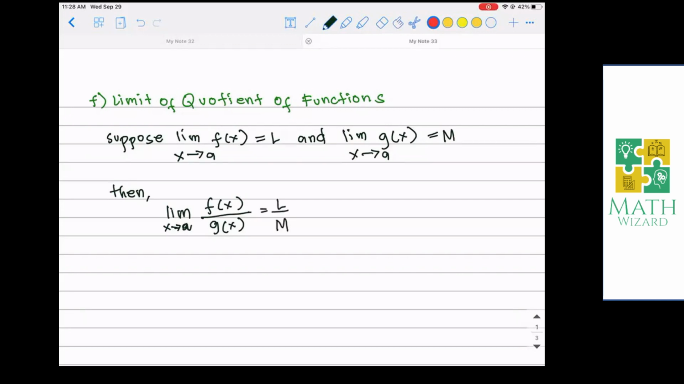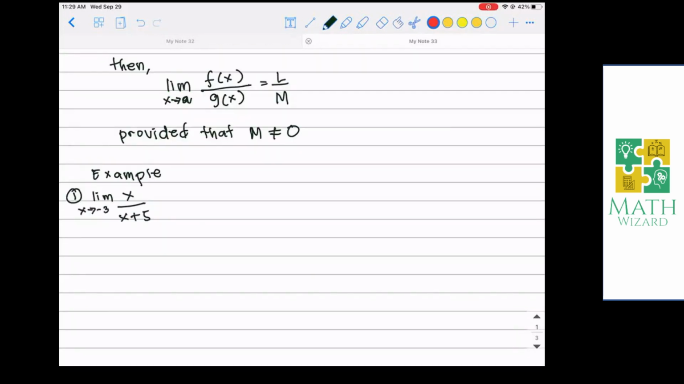So provided that M should not be equal to 0. Hindi dapat siya mag-equal to 0. So the limit of x over x plus 5 as x approaches to negative 3. Yan. So kunin muna natin yung limit ng numerator and then we solve for the limit ng denominator. Saka natin kunin yung quotient nila.